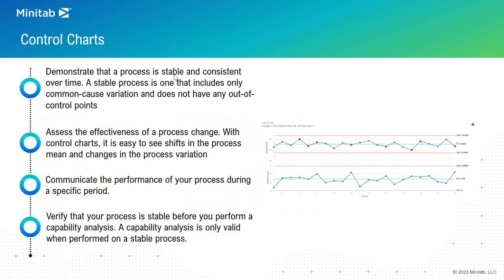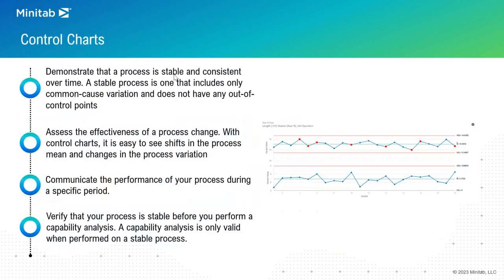We also assess the effectiveness of a process change. With control charts, it's easy to see shifts in the process mean and changes in the process variation. So again, really the starting point is I have data that I've collected. I want to see how that looks over time, statistically looking at the data with my upper control limit and my lower control limit.